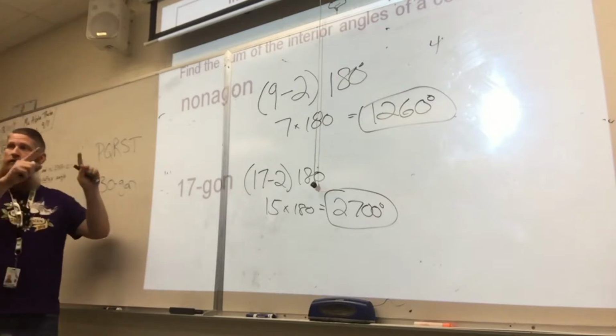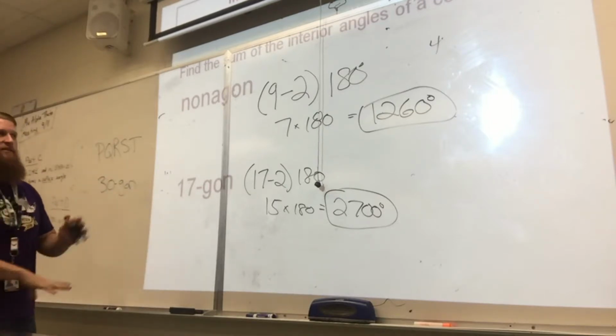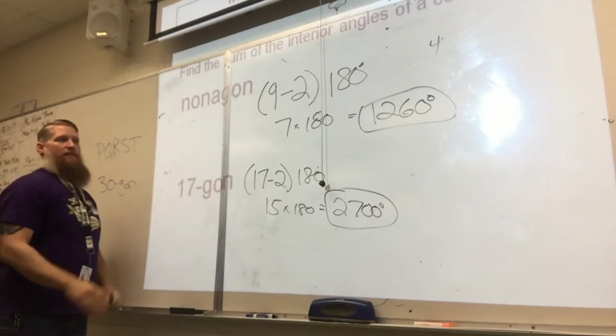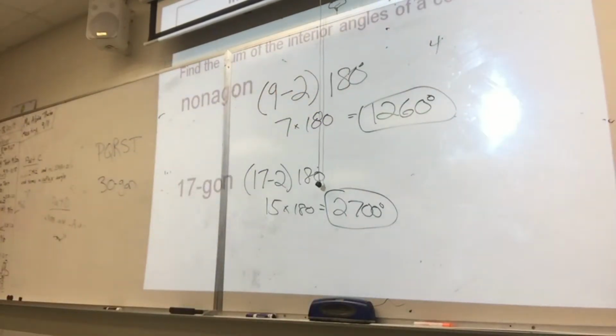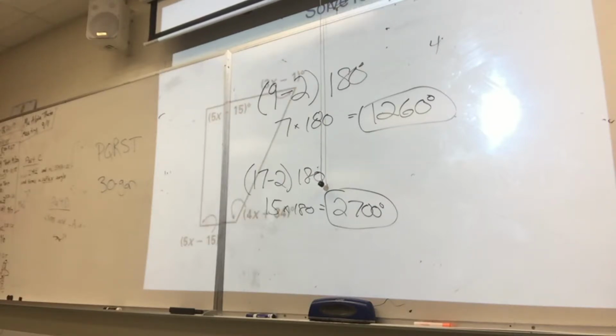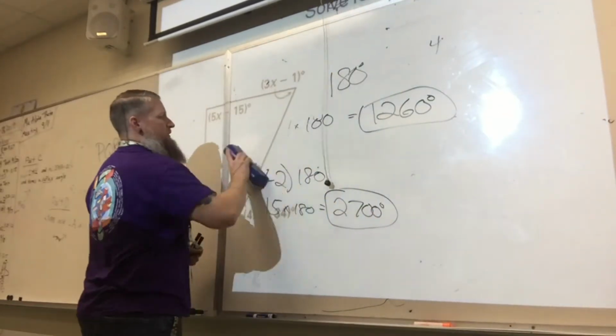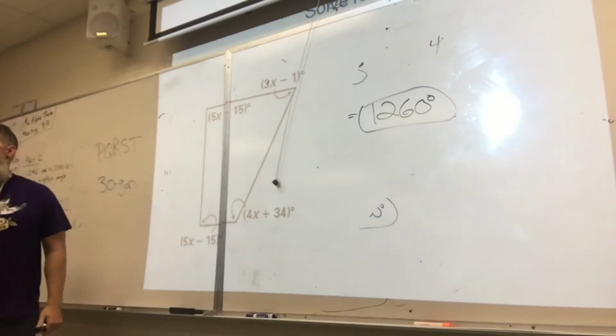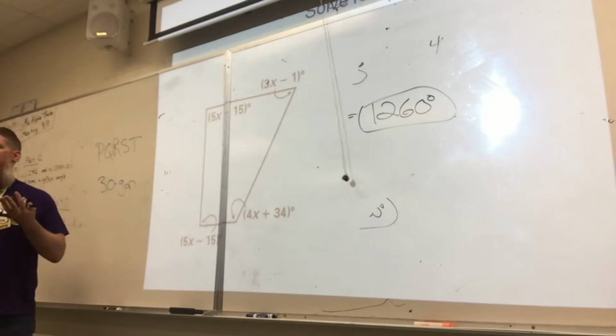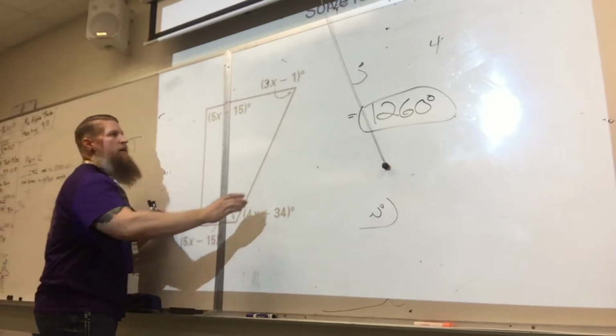Now where you're actually going to use this, because this is way too easy of a problem, is in problems where it'll say solve for x. Now, how many sides does the shape up there have? 4, right?